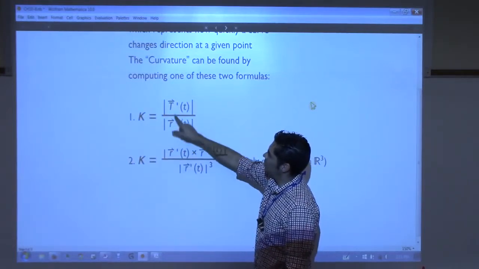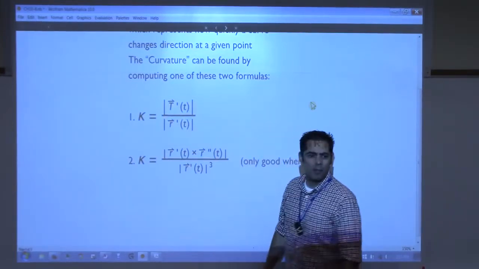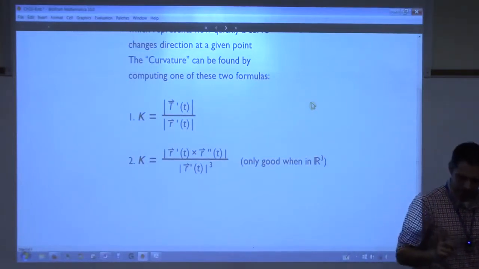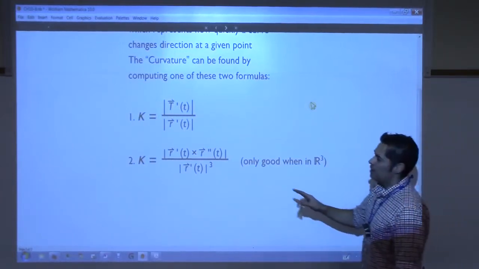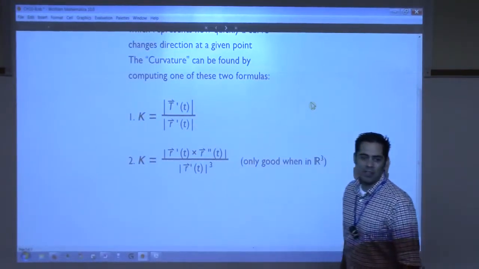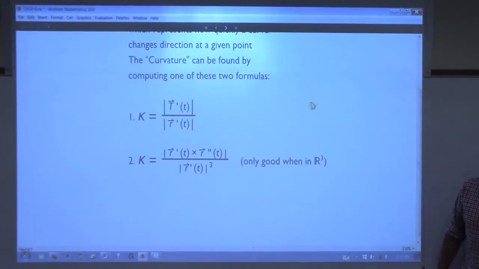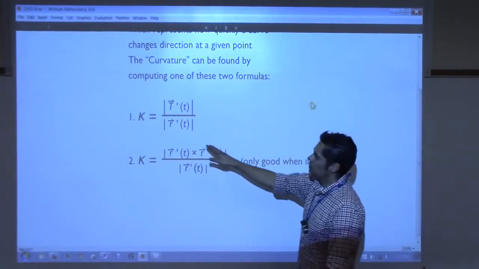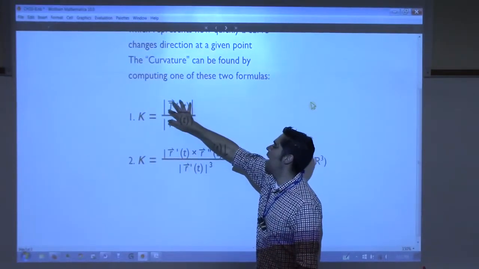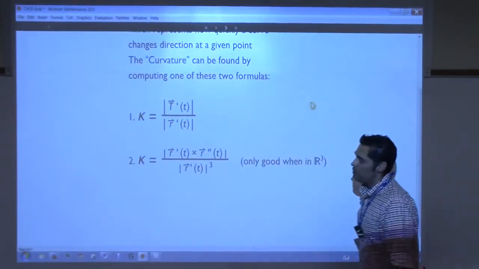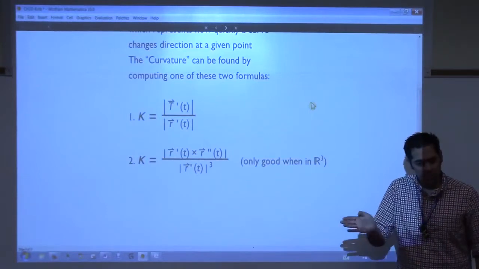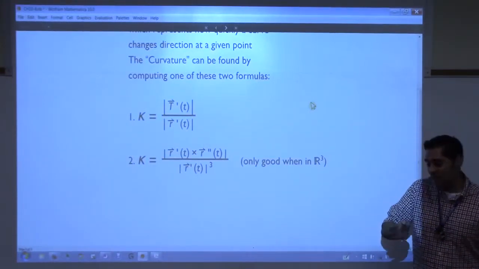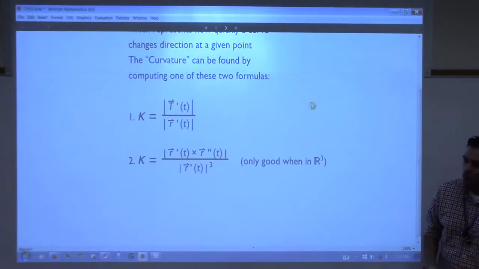Do you recognize this? Capital T was the unit tangent vector. It's the derivative of the unit tangent vector, the magnitude of that, divided by the magnitude of the derivative of the position. Curvature is how fast the curve is curving. How fast it's turning, right? That's one formula.